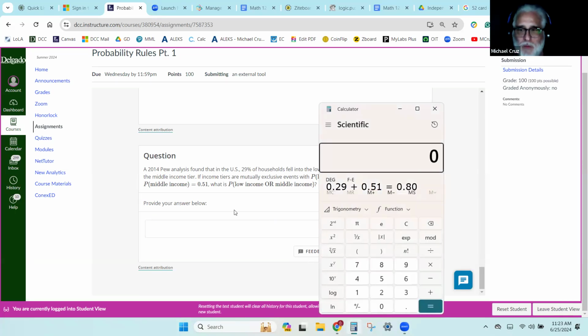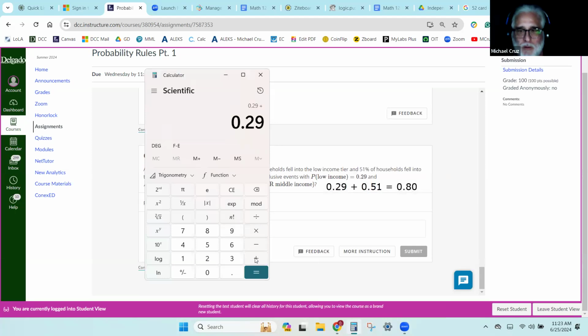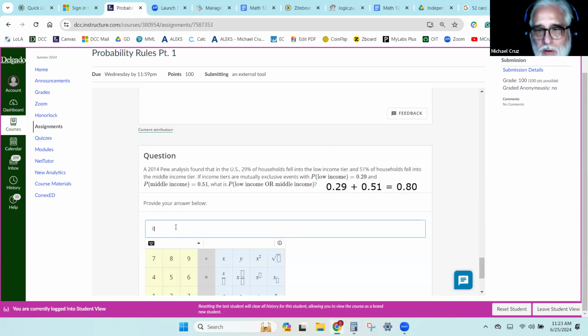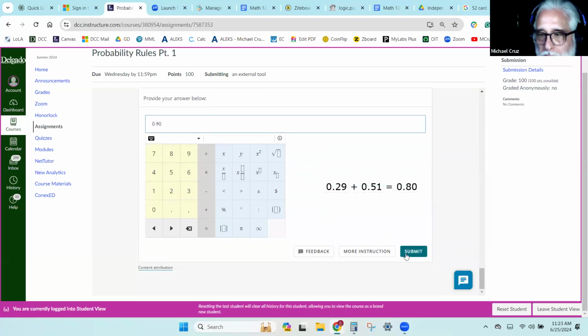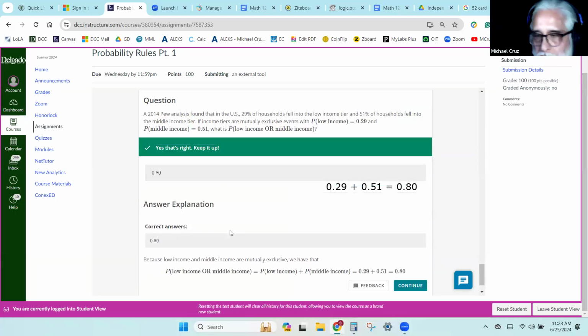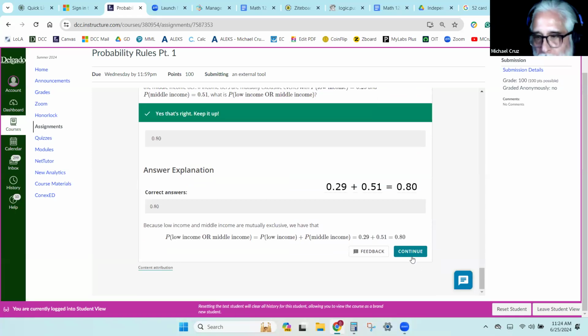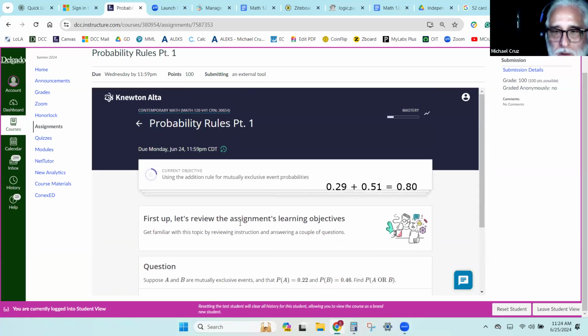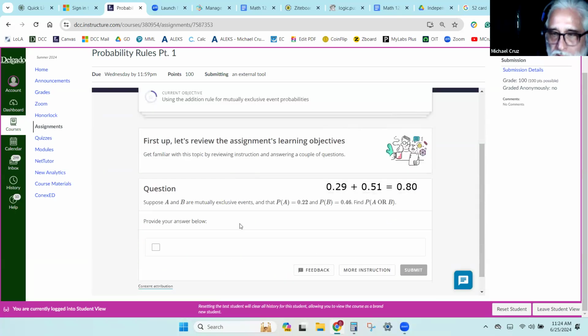So 0.29 plus... All right. It doesn't say what they wanted in, do they? Sometimes they want percent, but that's what they wanted. All right. So this is an additional rule for mutually exclusive events. Well, this is the same thing. It's just 0.22.